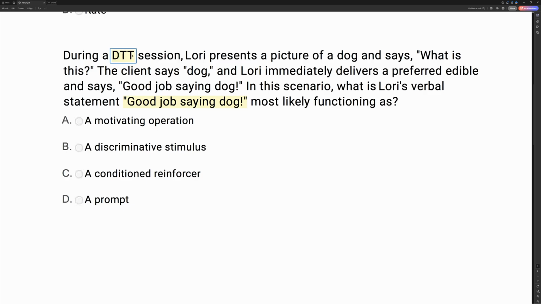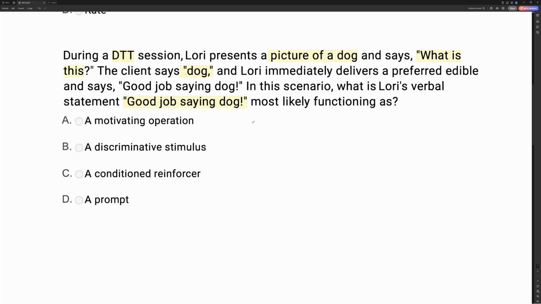So we're looking at a DTT session. And with a DTT session, we have a chain of events, right? We have an SD, a possible prompt, a response, a consequence, and a pause. With Lori, Lori presents the picture of the dog, which could be the SD, says, "What is this?" which could be the SD or the prompt. The client says, "Dog," which is the response. Then Lori delivers an edible and says, "Good job saying dog." So the consequence is the combination of that preferred edible and Lori saying, "Good job saying dog." Now, knowing that, what is that statement likely functioning as?